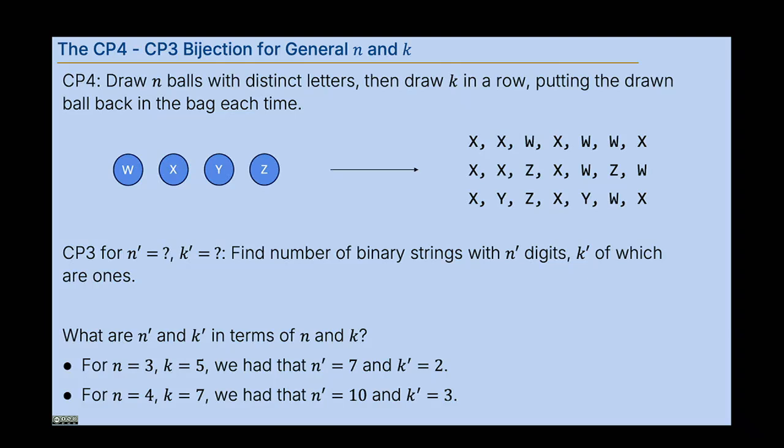So if we have n different letters, how many separators will we have? n minus 1. In other words, the number of separators, k prime, will always be n minus 1. And then how many digits will there be? You could be off by 1 if you want.